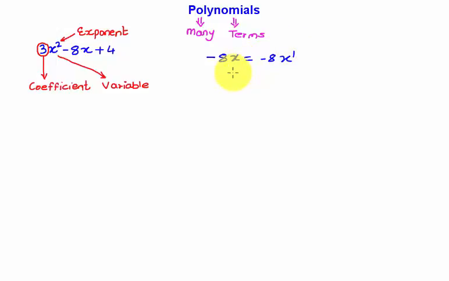Now the last term, 4. 4 can be written as 4 into x raised to 0. Anything raised to 0 is 1. Hence the third term 4 has exponent 0.